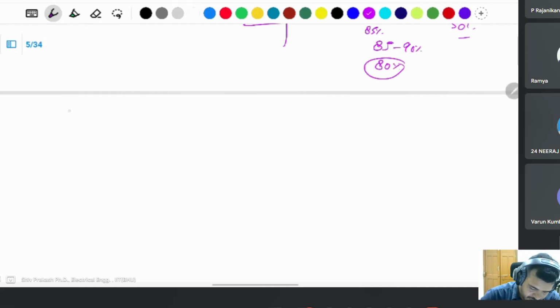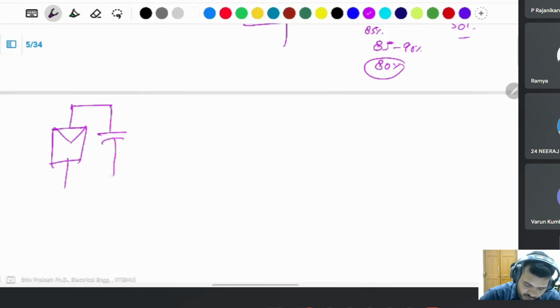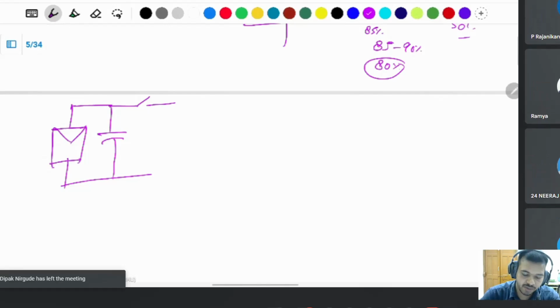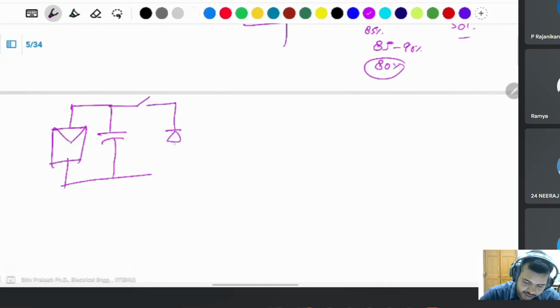Suppose there is a buck converter, a simple buck converter. There is a requirement of a capacitor at the input of the buck converter. Why? Because of the switching. The input ripple current is very high in a buck converter. That's why there is a requirement of a bulky capacitor.